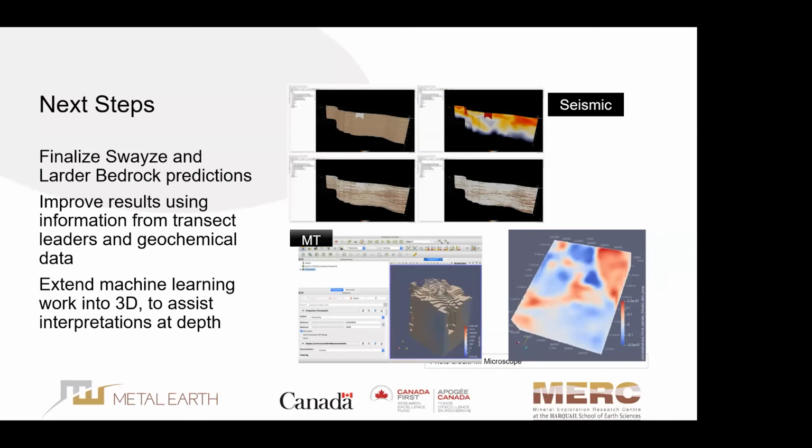So just to wrap up, what I was showing today is related to the theme of regional mapping and ways that we can take stacked data information, integrate it together, and produce a result which hopefully will support regional interpretation. The next steps in the Swayze and Larder bedrock prediction world are to gather the geochemical data and use that to validate results, but effectively all the code and workflow is finished. We've also looked to take that workflow and rebuild it using only free software like QGIS and a machine learning platform called Orange, so that we can teach the transect leaders how this work is done, and then it can be something that they can do autonomously.